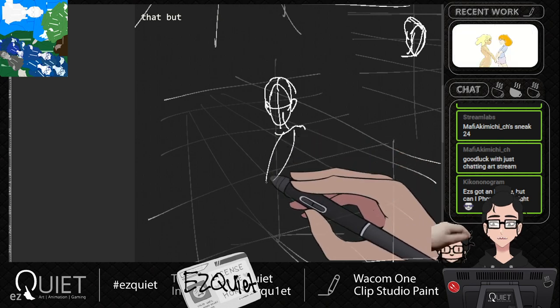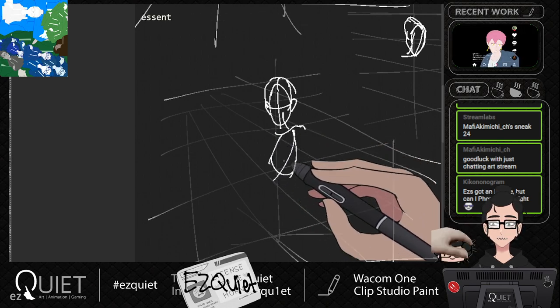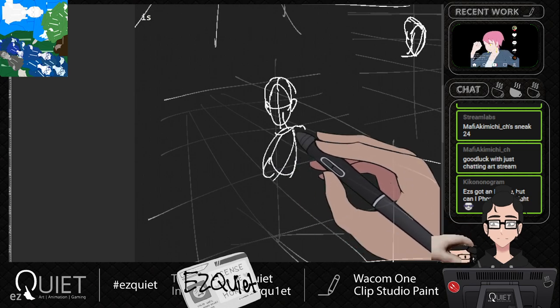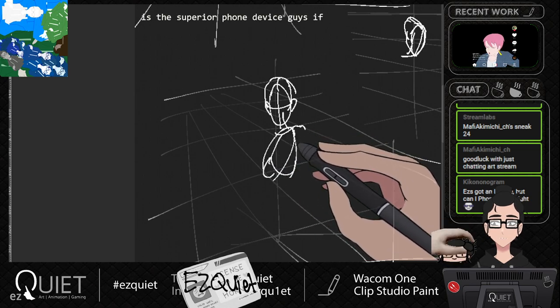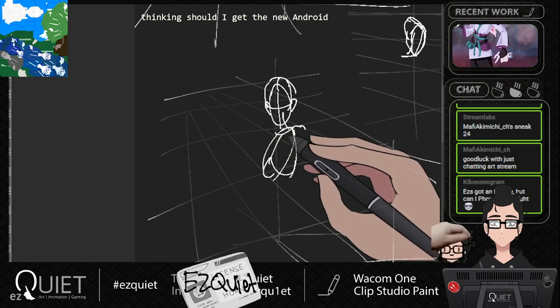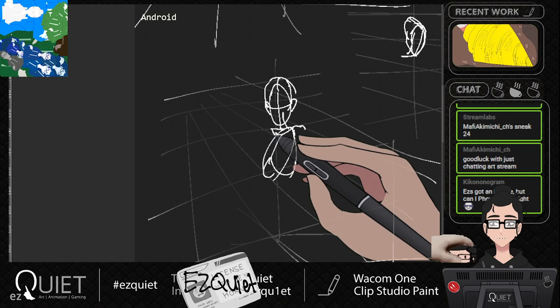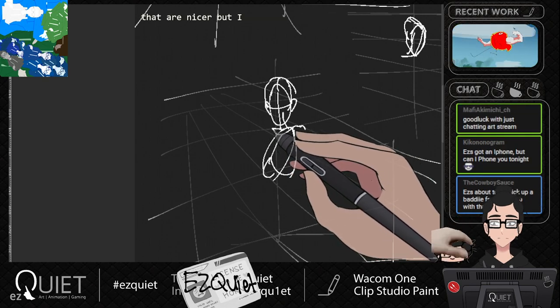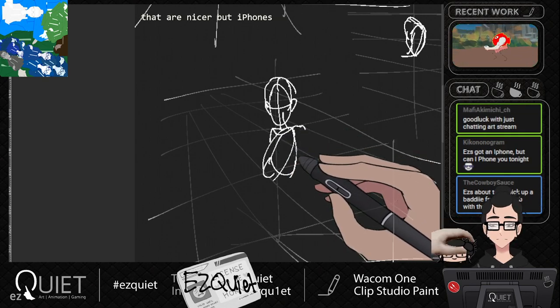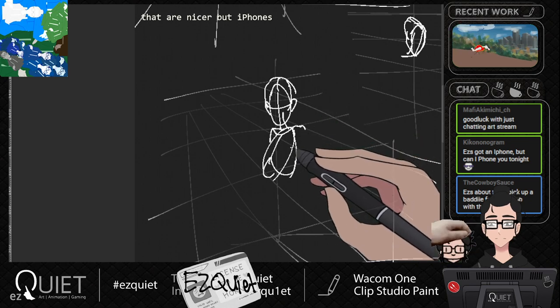But what was I saying? Android master race, essentially, is what I'm trying to say here. It is the superior phone device, guys. If you're thinking, should I get the new Android device or should I get an iPhone? You should get an Android. Way better. I will say there's things that are nicer about iPhones. About to go pick up a baddie from the club with that Riz. Dude, I am. Let's go.